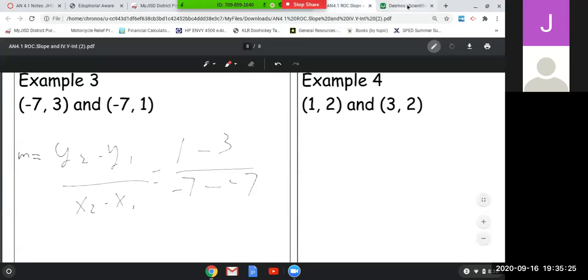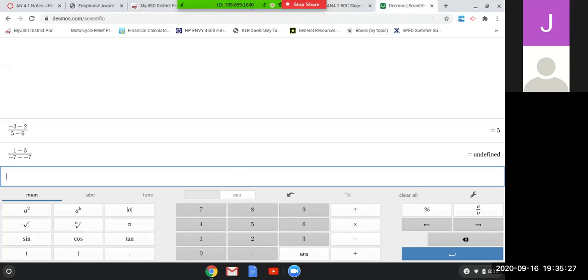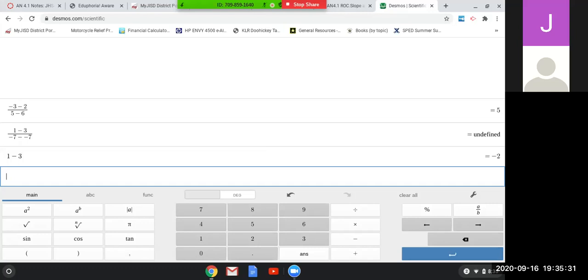Well, we know what 1 minus 3 is, or maybe we don't. If I do 1 minus 3, that gives me a negative 2. But if I look at the bottom, it's the negative 7 minus a negative 7. And notice what that gives me. It gives me 0.